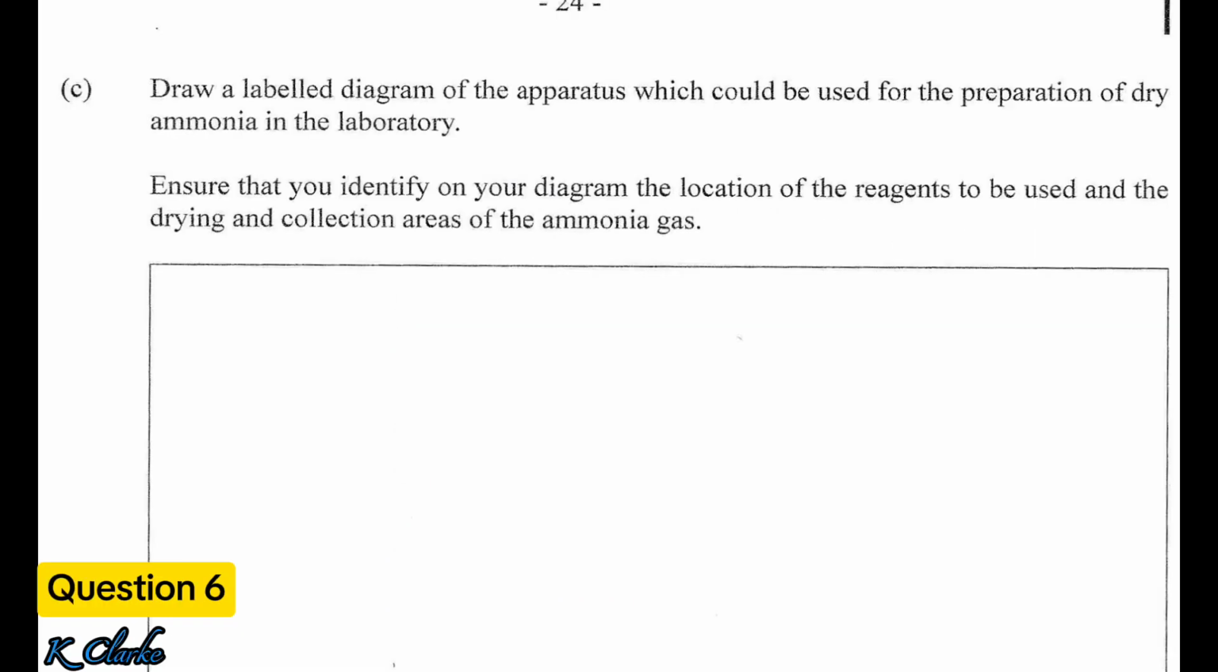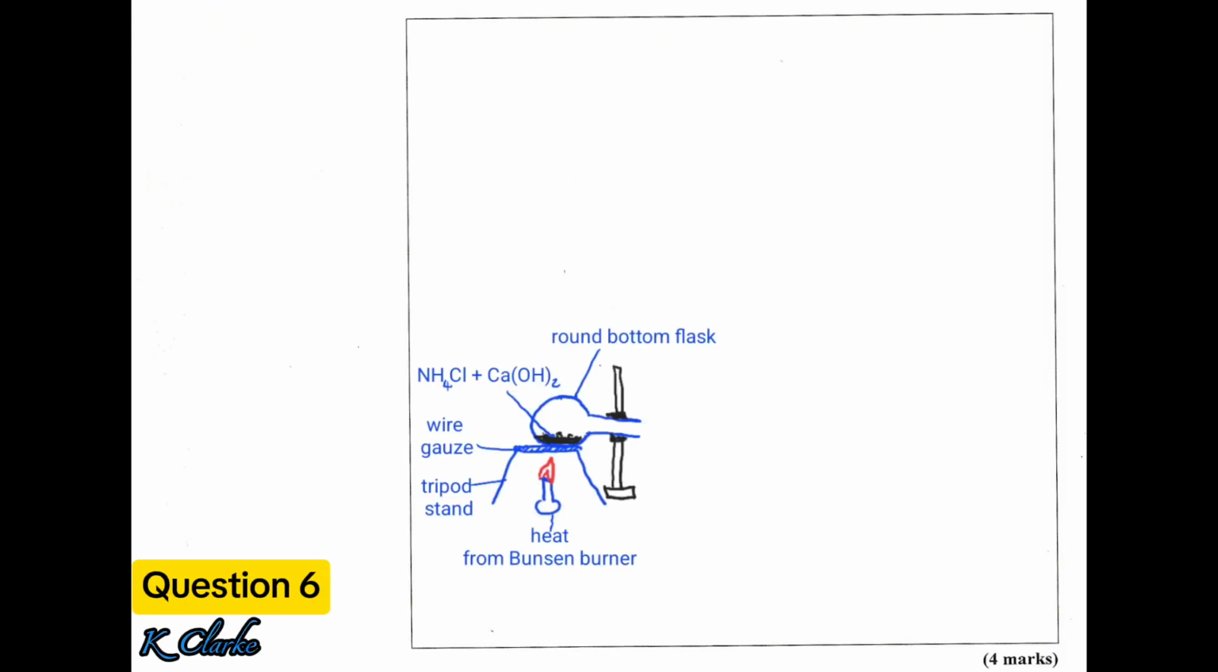C. Draw a labeled diagram of the apparatus which could be used for the preparation of dry ammonia in the laboratory. Ensure that you identify on your diagram the location of the reagents to be used and the drying and collection areas of the ammonia gas. First, draw a round bottom flask containing ammonium chloride and calcium hydroxide being heated. The neck of the round bottom flask should be to the side and supported with a clamp stand.